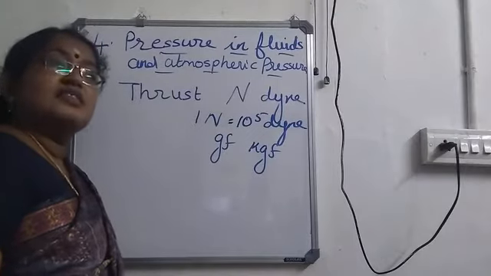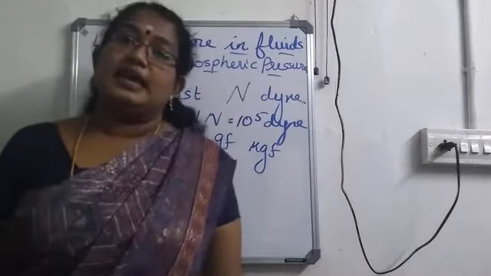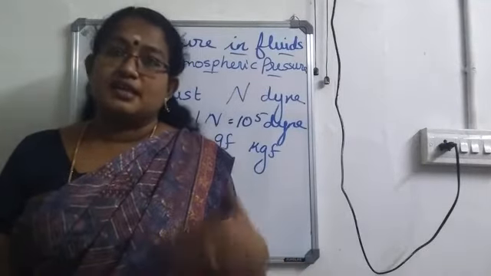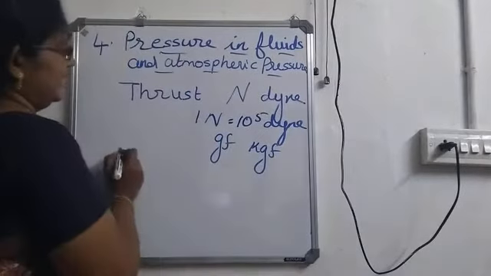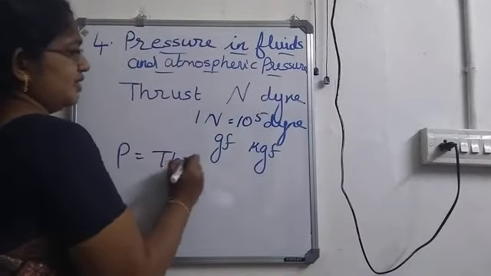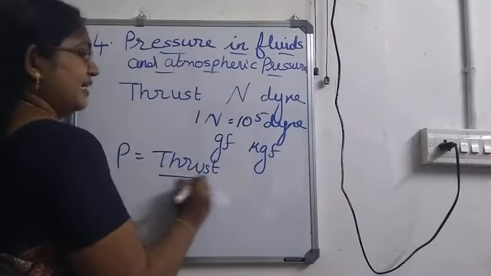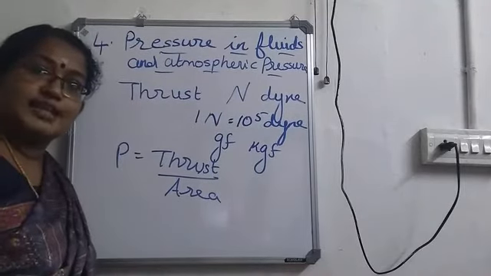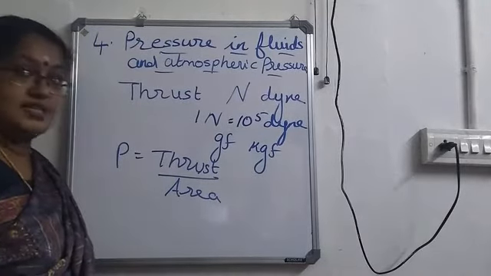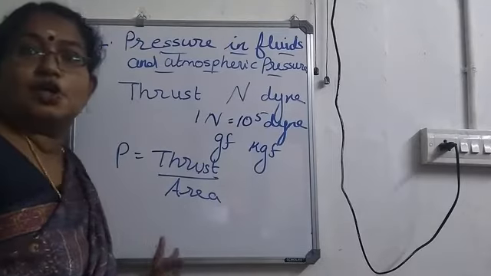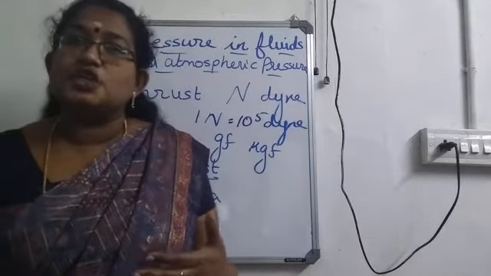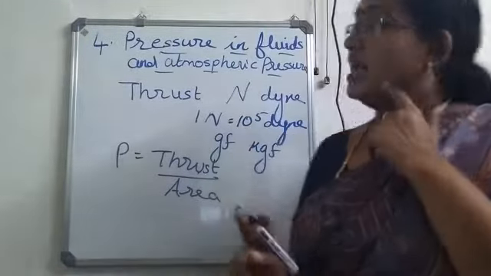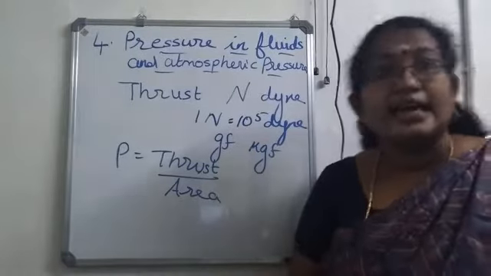Now, thrust acting per unit area is called pressure. So what is pressure? Thrust acting per unit area. Thrust by area is pressure. Thrust is force acting normal to a surface, and thrust per unit area is pressure. This is the definition of pressure. So it is clear that pressure depends on two factors. Which are they? Thrust and area.